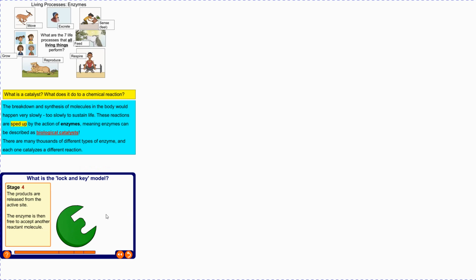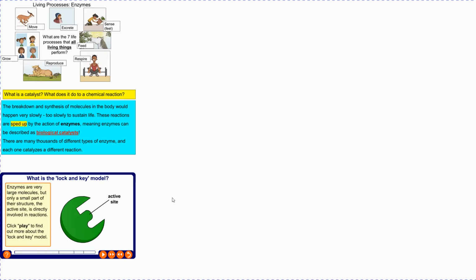Okay, so another piece of substrate could come along, as long as it's a yellow one, another substrate could come along, fit into the active site and be broken down in the same way. Okay, so that's the lock and key idea.